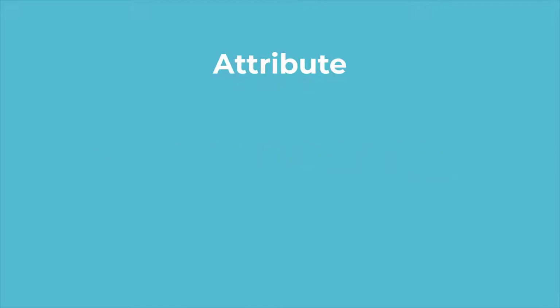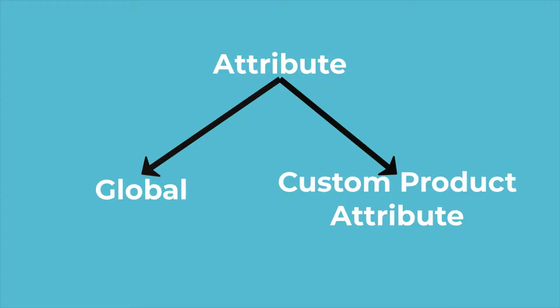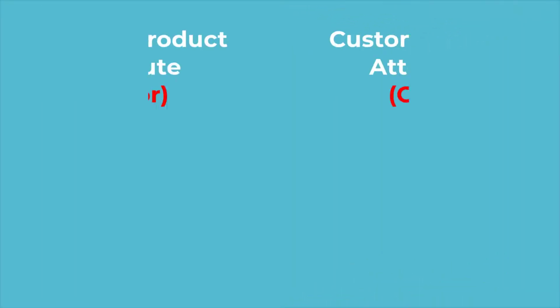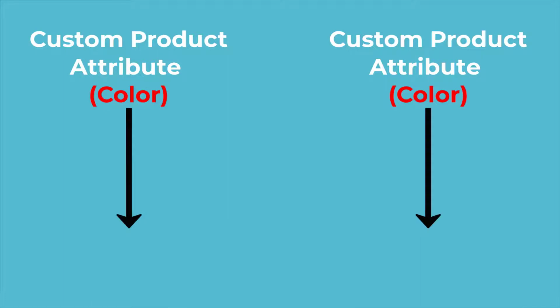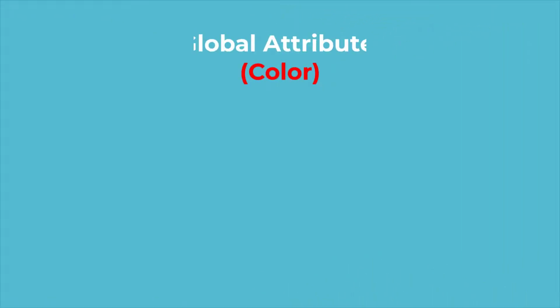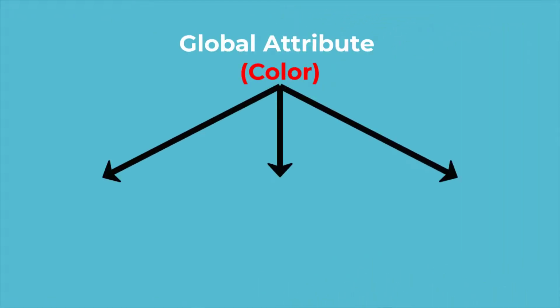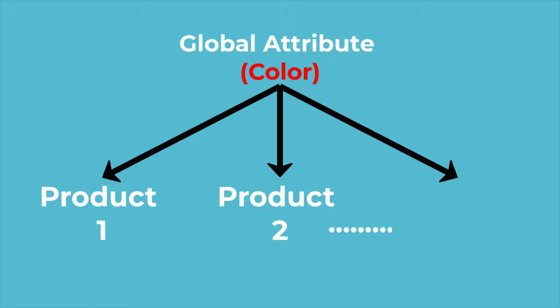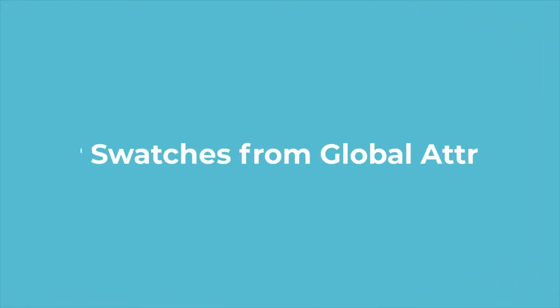Product attributes can be created from both global attributes and custom product attributes. For a manual or custom product attribute, you have to create the same attribute and its variations for each product again and again. That means one attribute can only be allocated to a single product. But when you create a global attribute, you can assign it to as many different products as you want. So today I'll show you the process of creating color swatches from the global attribute.